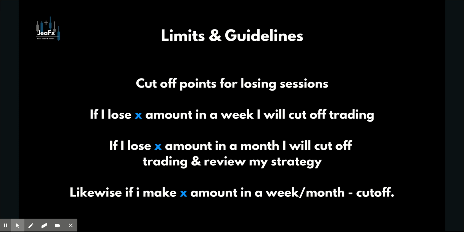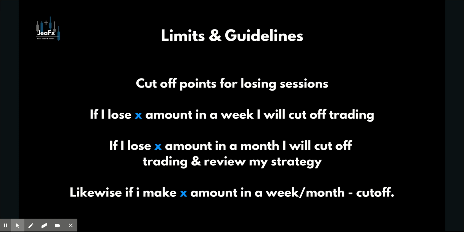So let's give some examples. Let's say we put in place some parameters. If I lose 4% in a day, or 2 losses. If I lose 2 trades in a day, I'll cut off my trading. Come back tomorrow. If I lose 3 trades in a week, I will cut off my trading, come back next week after a weekend of backtesting, a weekend of retesting my strategy, and building my confidence back up in it.